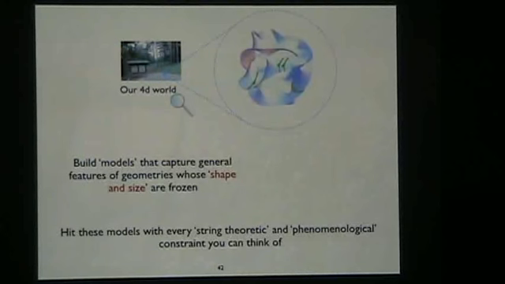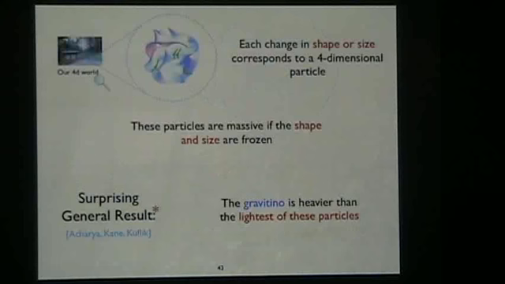So the idea here is we don't worry so much about the standard model, but what we do is we try to build models for geometries that solve the size and shape problems. So we need to find a geometry such that the size and shape deformations are frozen. We're not going to build a particular geometry, but we're going to build a model that we believe captures some of the features of geometries that do solve the size and shape problem. And then we're going to bang on these models with every constraint we could think of, from string theory, from phenomenology, from cosmology, everything.